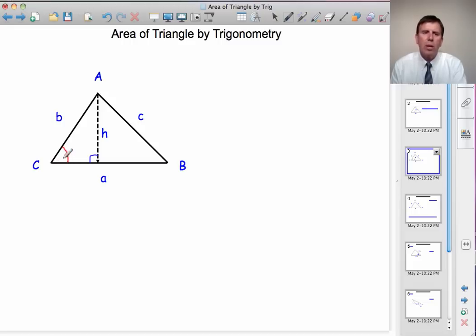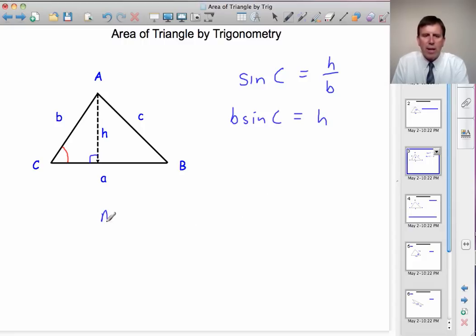We're going to now look within this right angle triangle on the left, and I can write down that the sine of angle C is equal to the opposite divided by the hypotenuse. So that's H divided by B. Now if I just multiply that equation through by B, I will get B sine C is equal to H. Now let's go back to our formula on the previous page.